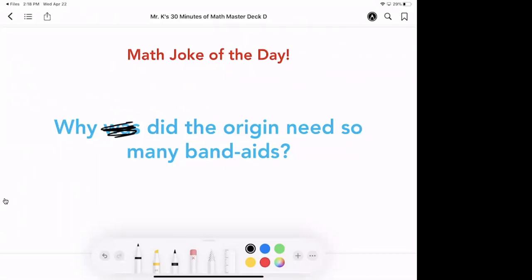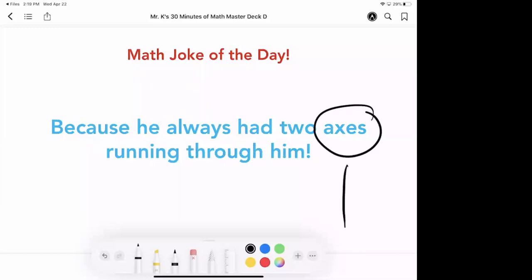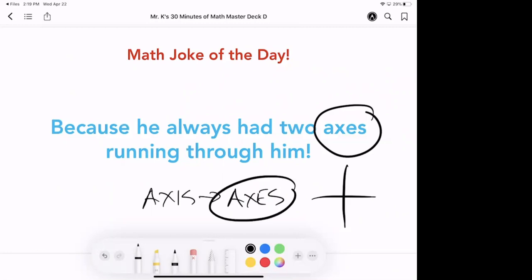And here is our answer. Sorry about that. Here it is. Because he always had 2 axes running through him. So 2 axes, that is a play on words, because remember, these are our axes. The plural of axis is axes, but that is also axes, you know, this thing that you can use to chop wood and stuff. So there you have it.